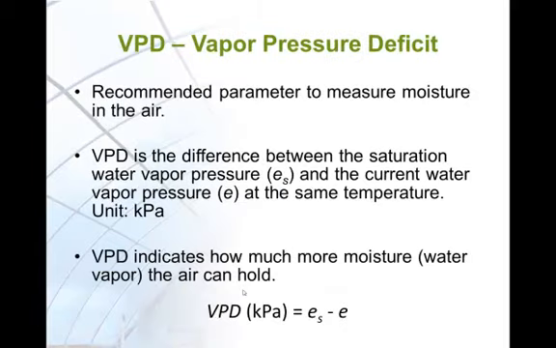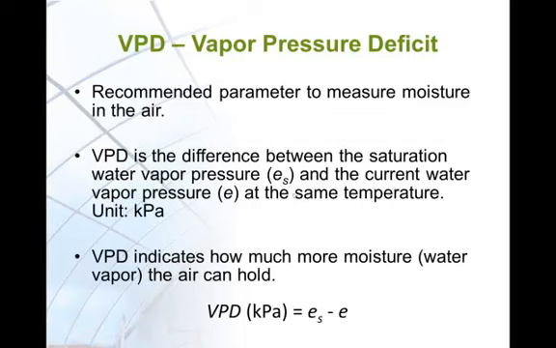So to include that understanding, temperature affects the water holding capacity of the air, we use the value called vapor pressure deficit. The vapor pressure deficit is recommended parameter to measure moisture in the air because it is directly related with the capacity of the air to absorb more moisture. So the directly determining evaporation, potential evaporation rate in that air.